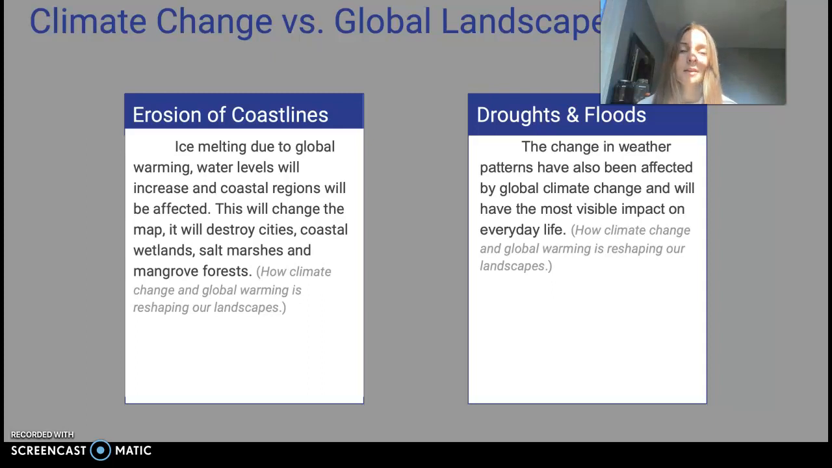Droughts and floods. The weather and the change in weather patterns have also been affected by global climate change and will have the most visible impact on everyday life throughout the globe.